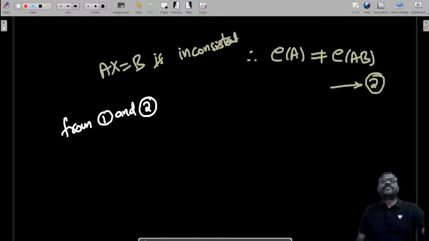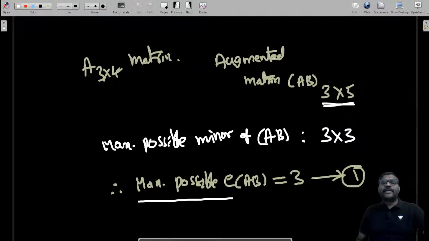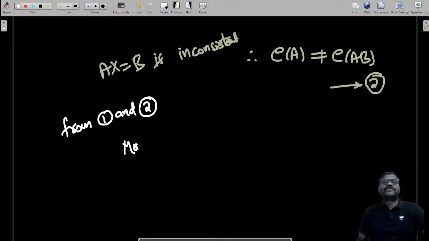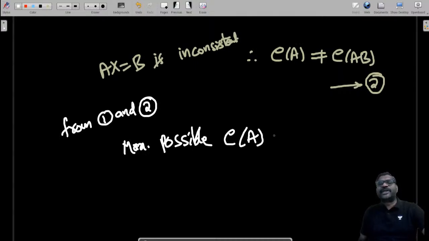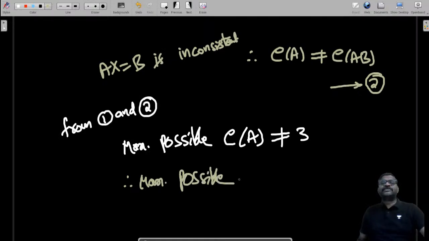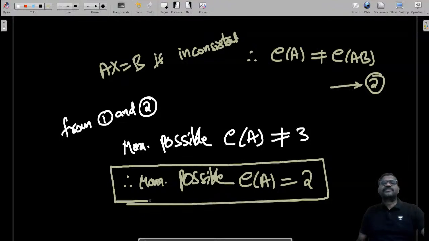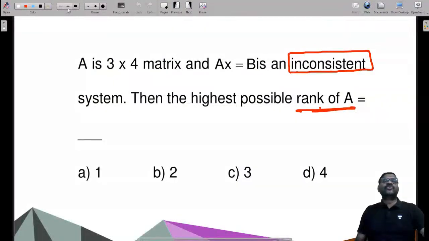From 1 and 2, rank of A is not equal to rank of AB. Maximum possible rank of AB is 3. Therefore, maximum possible rank of A not 3. Not at all 3. If it is not 3, what is the next possibility? Either 0 or 1 or 2. Therefore, since maximum possible, maximum possible rank of A equal to 2.